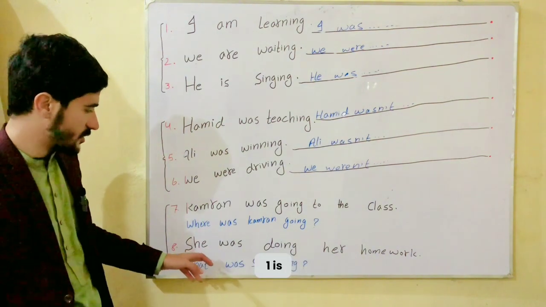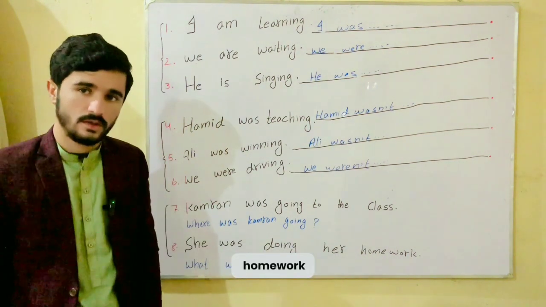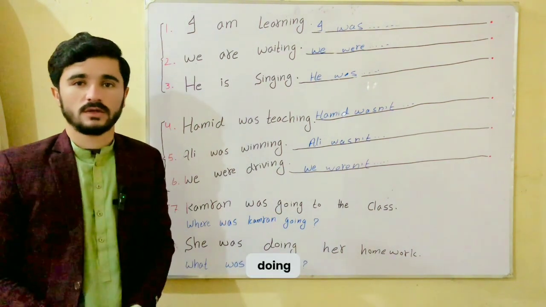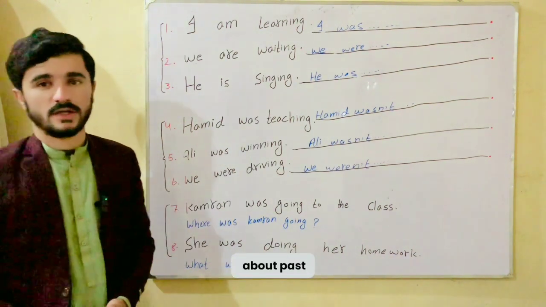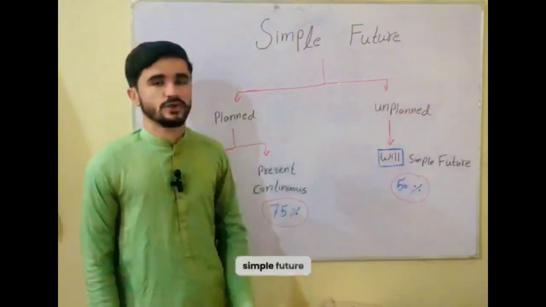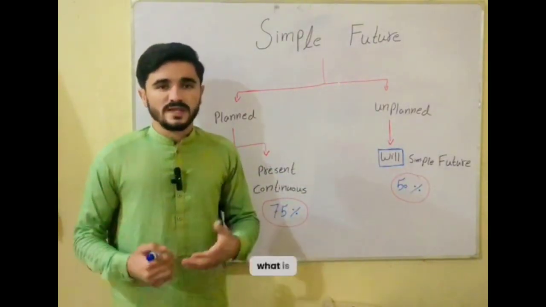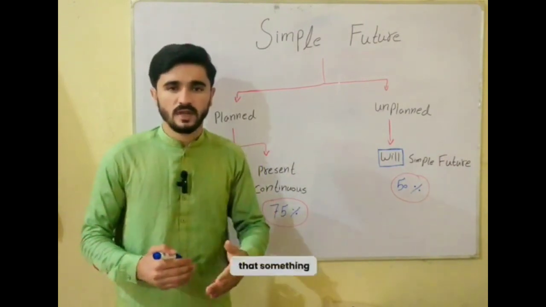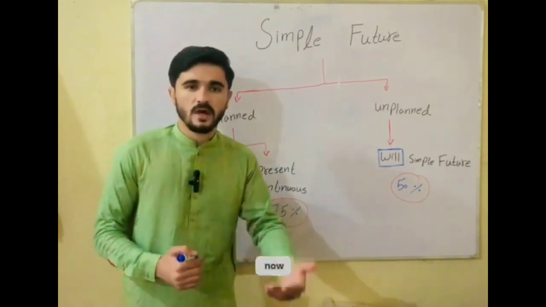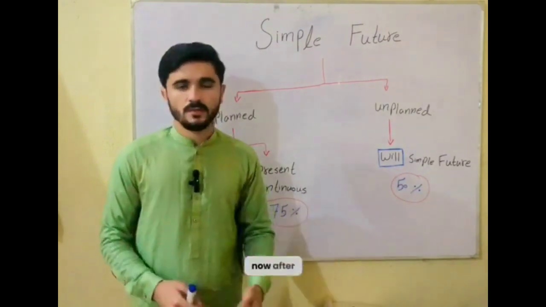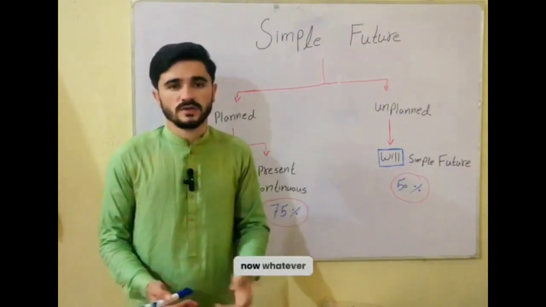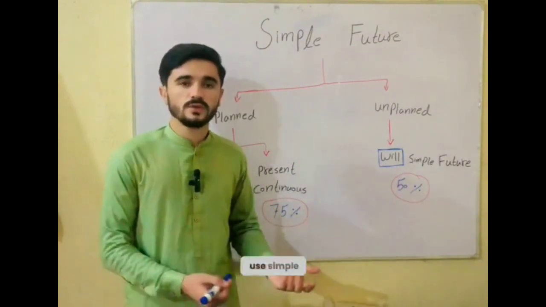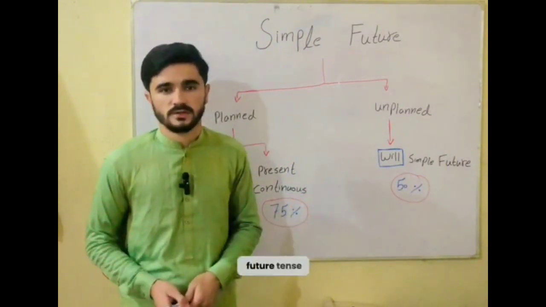This eighth one is: she was doing her homework. And the question is: what was she doing? So it's all about past continuous. Simple future. What is simple future? We use simple future when something happens after now, after 5 minutes, after 50 years, whatever. When something happens after now, then we use simple future tense.